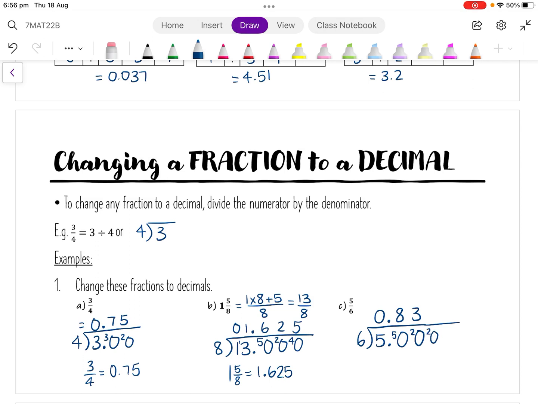Again, 6 goes into 20 3 times, because 6 times 3 is 18, with a remainder of 2. So all that's going to happen is this is going to continue on, and what we call this when this continues on is a repeating decimal.